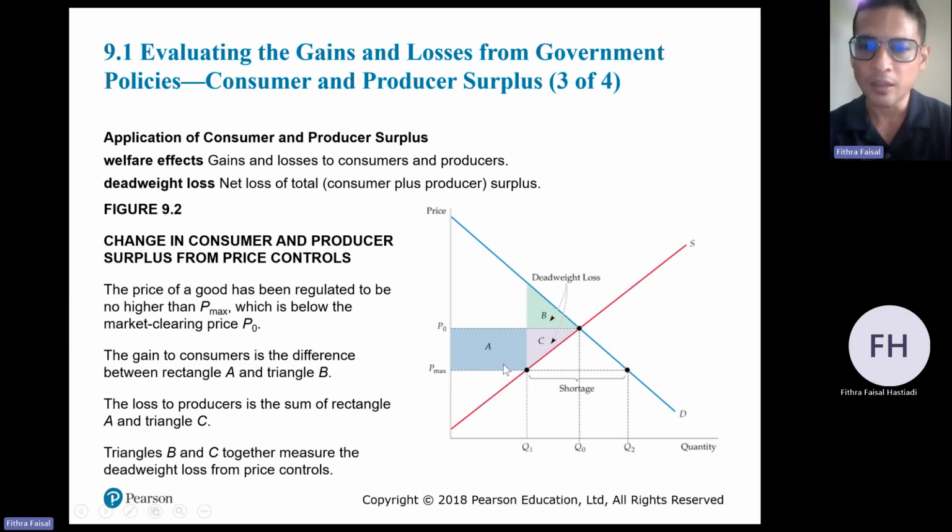So when you set the price here, you cannot control the production.